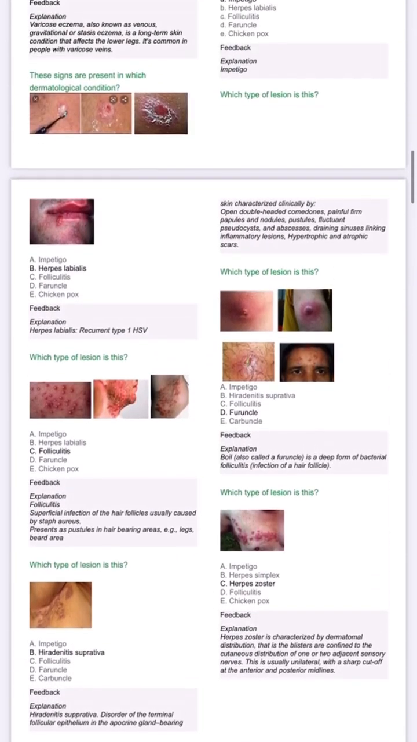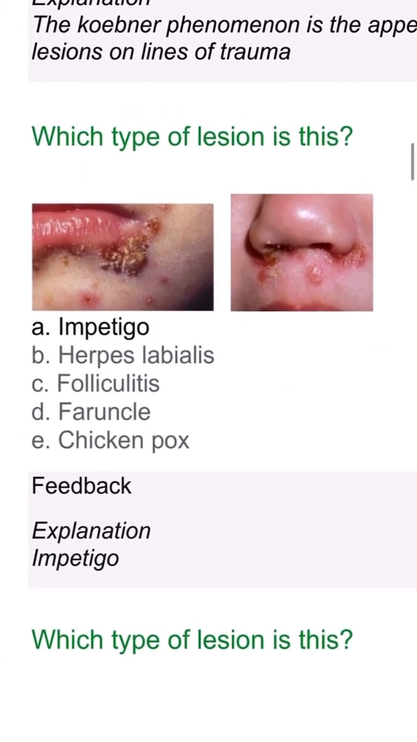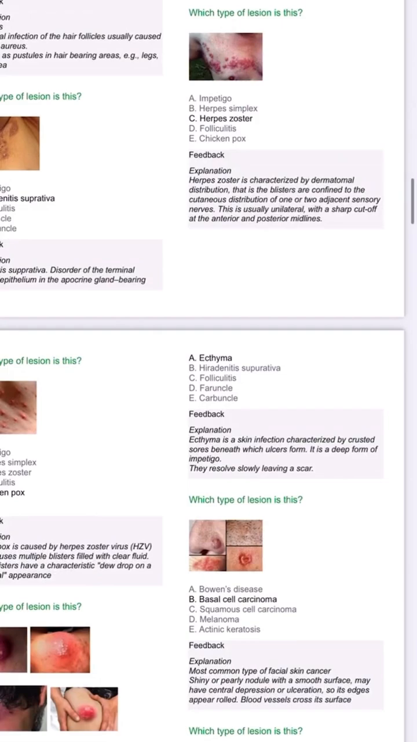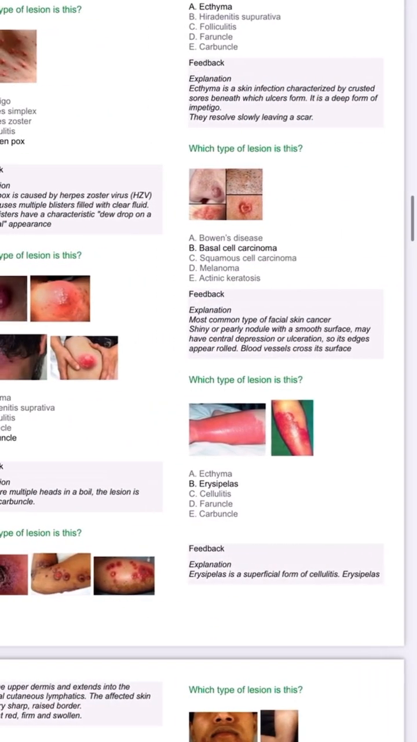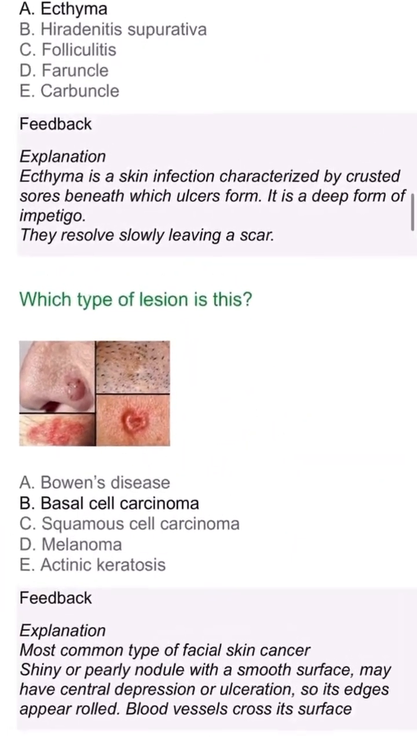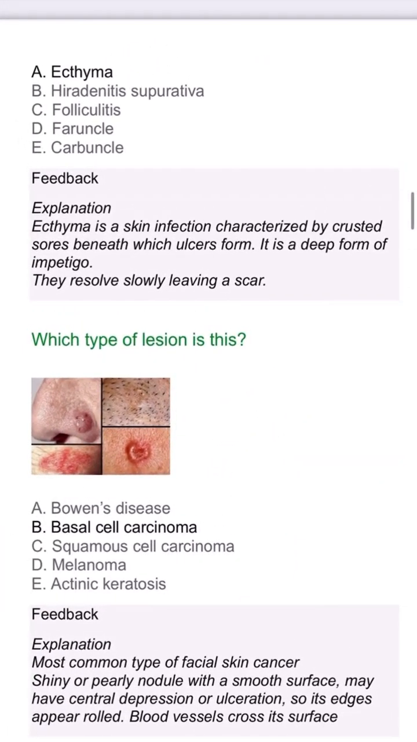So this is impetigo as well. Okay, but this is chronic, which leaves scars. Characterized by crusted sores beneath which ulcers form. Okay, it is a deep form of impetigo. Okay, so deep form of impetigo leaves scarring.